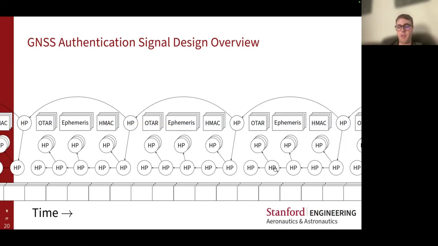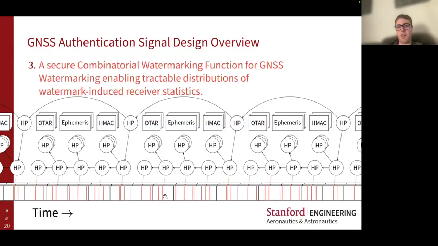But the important part here is we're going to take this cryptographic pseudo-random text and generate a watermark. We'll take this text and create perturbations on the ranging code. That's what this presentation is about: how do we take cryptographic text and perturb the signal to induce a watermark.